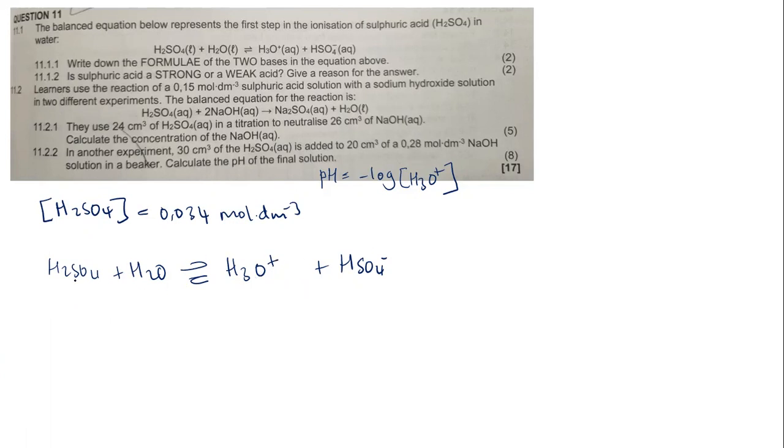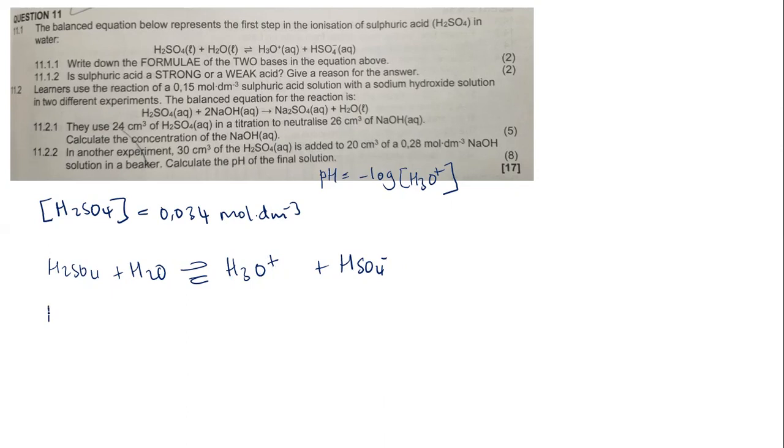The charges are balanced. Let's see the number of moles. We have 2 plus 2, which is 4. We have this one, and this one. There are 4 as well. We need here, we have 4. We have 1. 4, 1 is balanced.